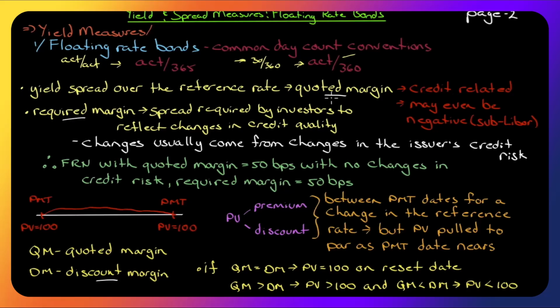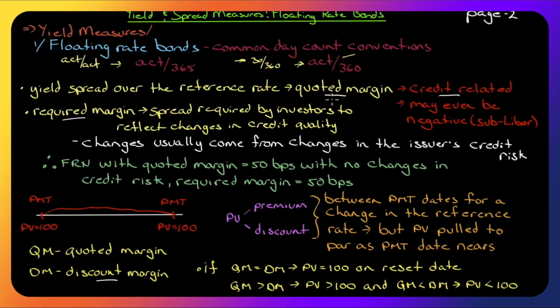So when we move away from government securities, which are risk-free, into risky securities, suddenly we're going to have a quoted margin. It is credit related. So the riskier the bond, the floating rate note that we're buying, the higher the quoted margin would be. Now, in that margin are other things.